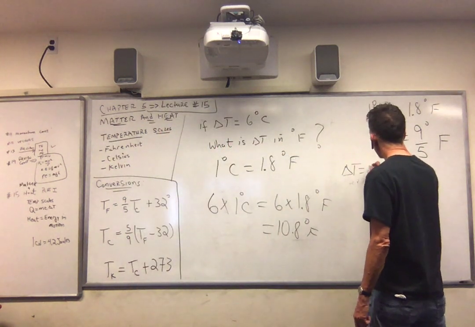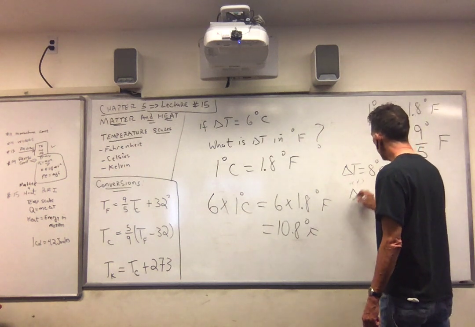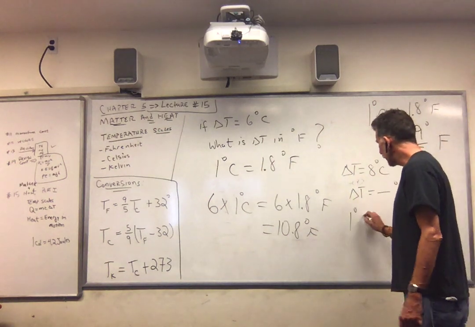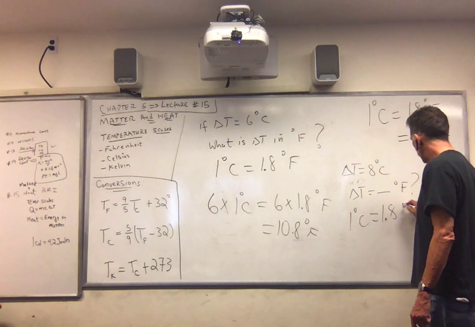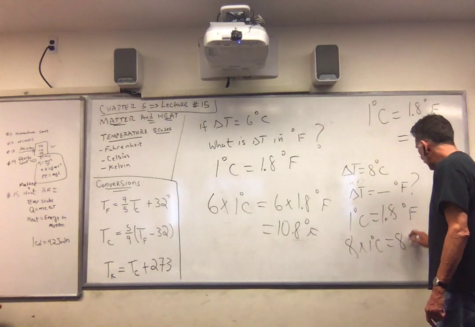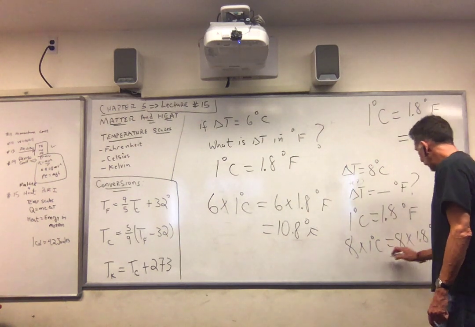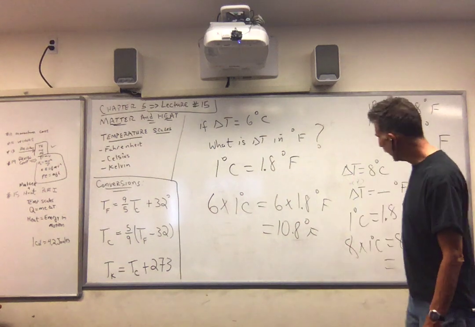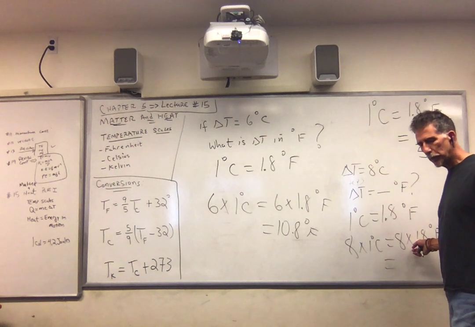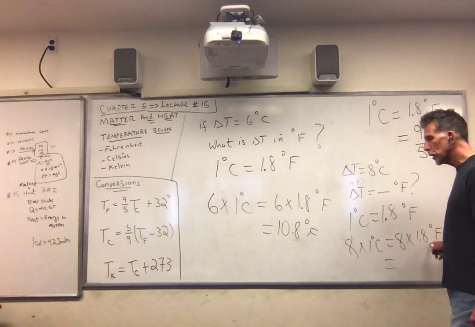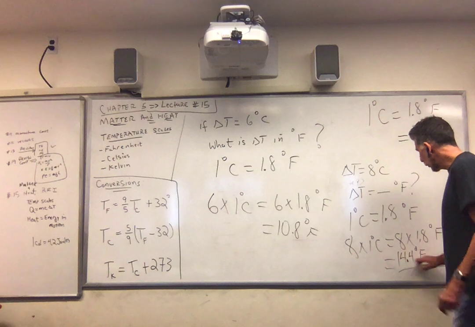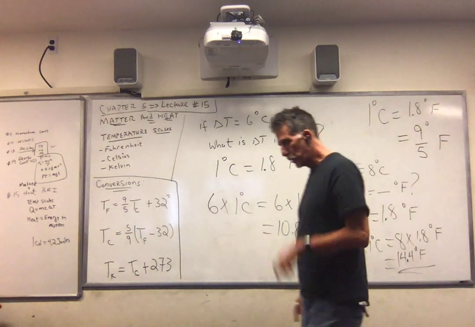Delta T equals 8 degrees Celsius. Delta T is what degrees Fahrenheit? Same problem. 1 degree Celsius is 1.8 degrees Fahrenheit. So 8 times 1 degree Celsius is 8 times 1.8 degrees Fahrenheit. Again, let's do this in our heads. Let's try. 8 times 1 is 8. 8 times 0.8 is 6.4, right? 64, 8 times 8. So we have 8 plus 6.4, which is 14.4 degrees Fahrenheit. So the answer would be 14.4 degrees Fahrenheit.